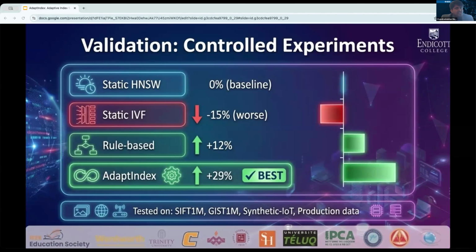We validated AdaptIndex in two ways. First, controlled experiments on our datasets, including standard benchmarks like SIFT 1M and our own synthetic IoT workloads. Compared to static HNSW, AdaptIndex achieves 29% better latency. More importantly, it beats simple rule-based approaches by 17%. The key is continuous adaptation based on real-time features, not just simple guessing.